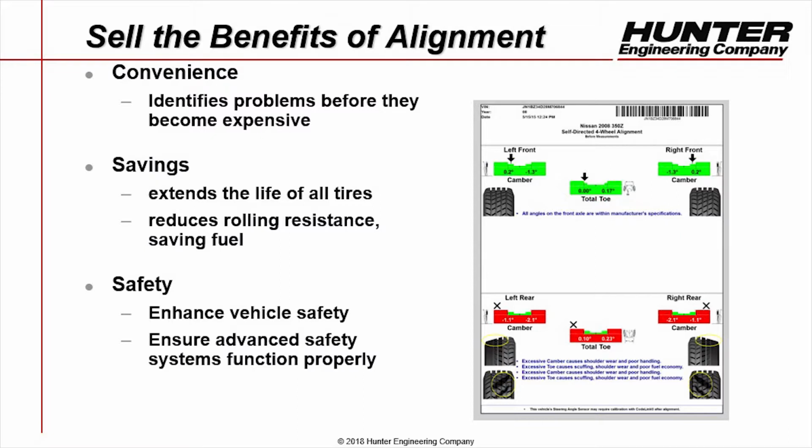In Module 2, we'll go over communicating results to the customer and selling the benefits of wheel alignment. So the benefits of wheel alignment are convenience. First off, we want to make sure we identify small problems now before they become big, expensive problems later on down the road. Two is savings. We want to extend the life of all the tires. We want to reduce the rolling resistance, saving on fuel costs. And most importantly, we want to be safe.